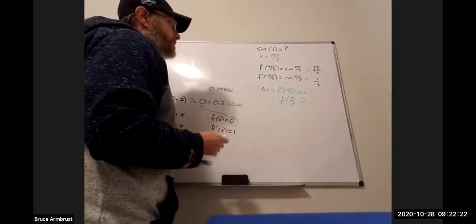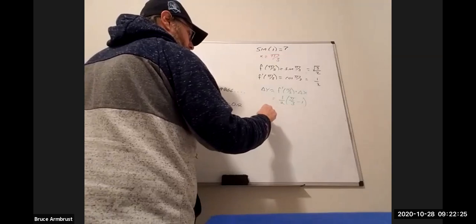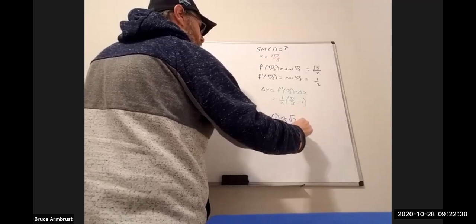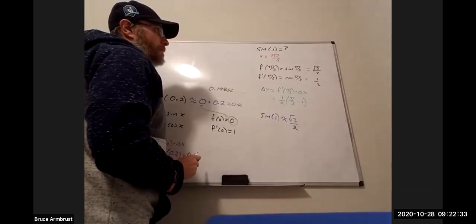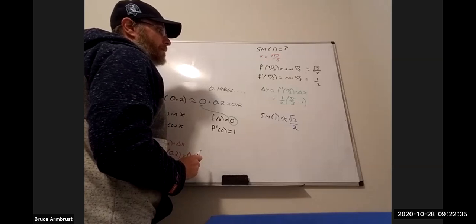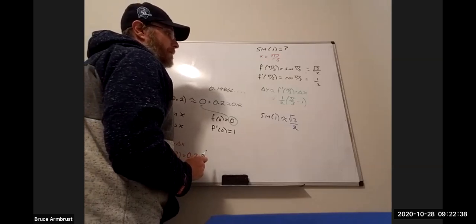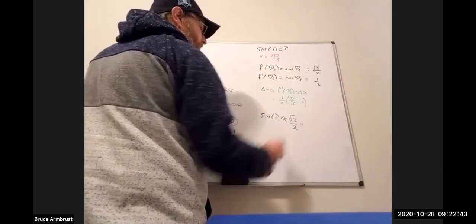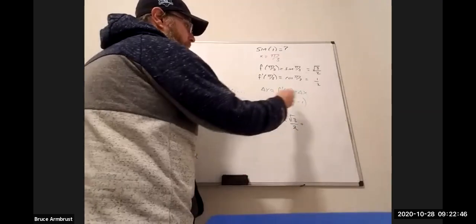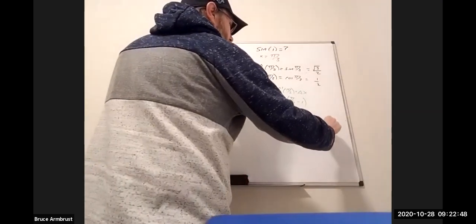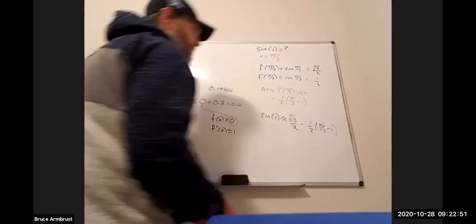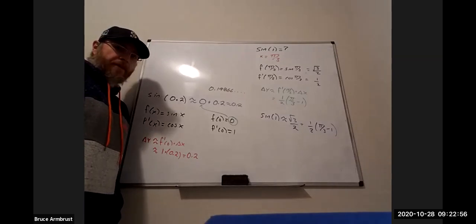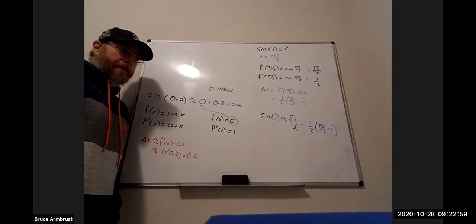Okay, so then that tells me that the sine of 1 is going to be approximately equal to root 3 over 2, and then I need to add to that the 1/2 pi over 3 minus 1. But I think I made a mistake.